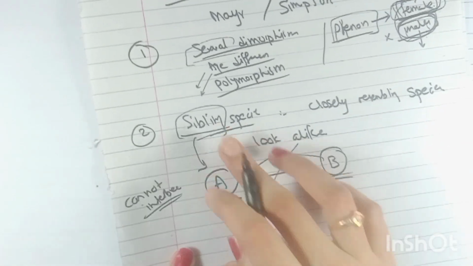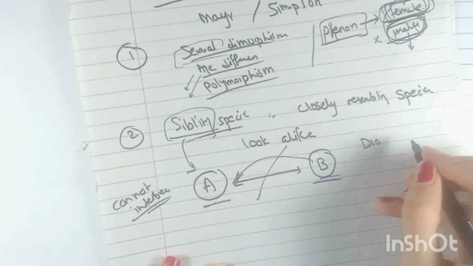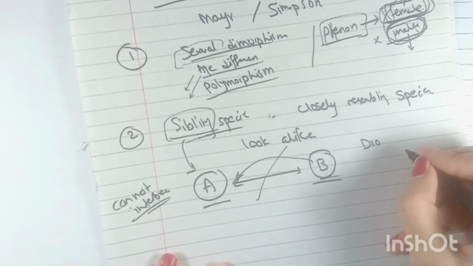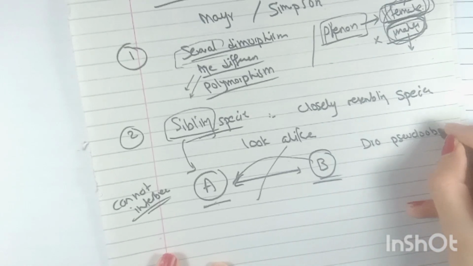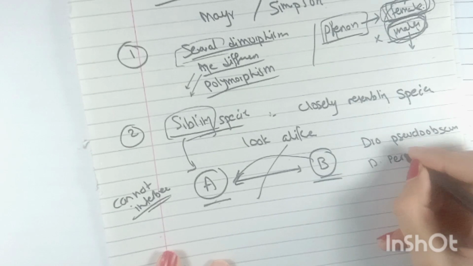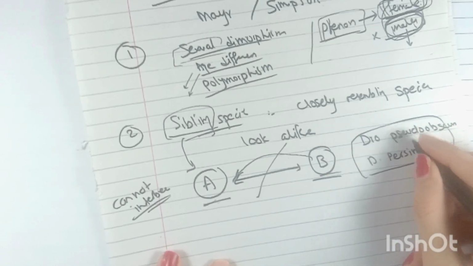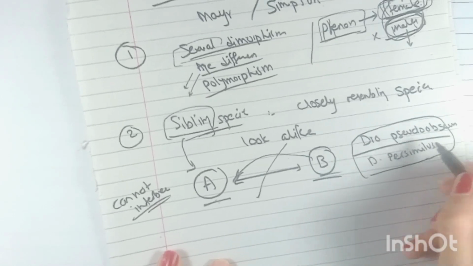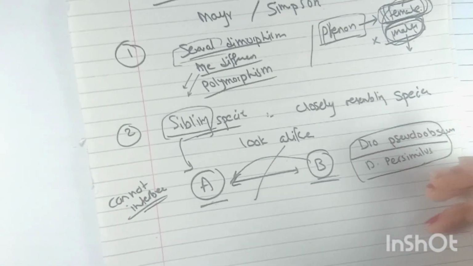And the example of sibling species is Drosophila. There is a species of Drosophila known as Drosophila pseudoobscura, and another is known as Drosophila persimilis. These two are sibling species, they look alike, but both of them are totally different species, and they cannot even interbreed with each other.